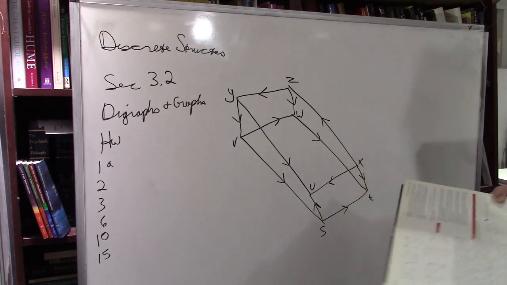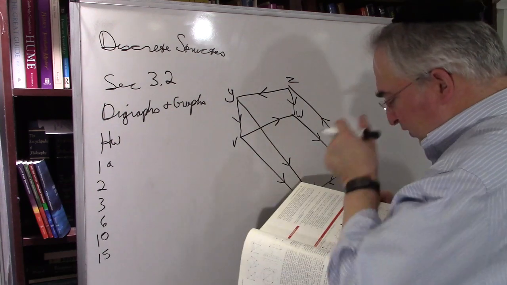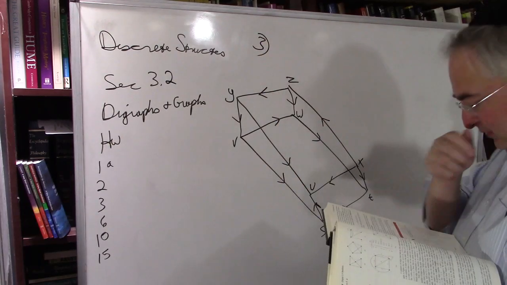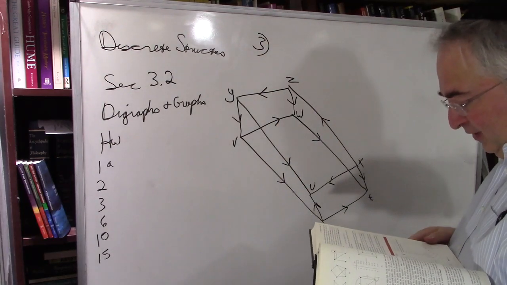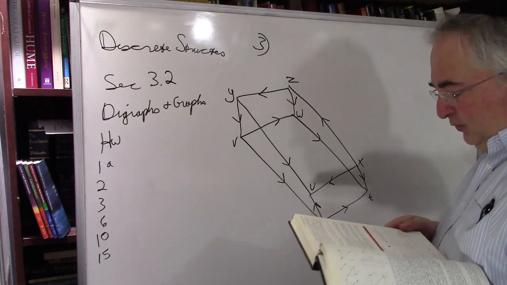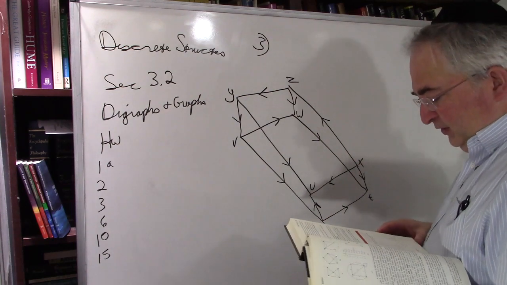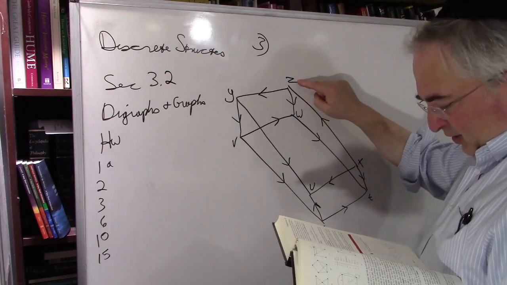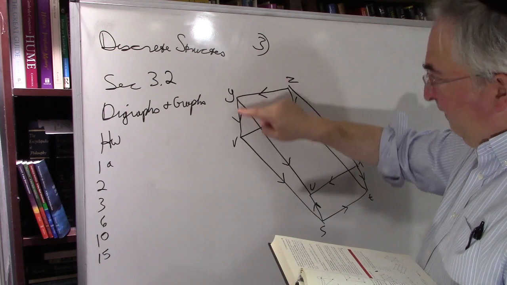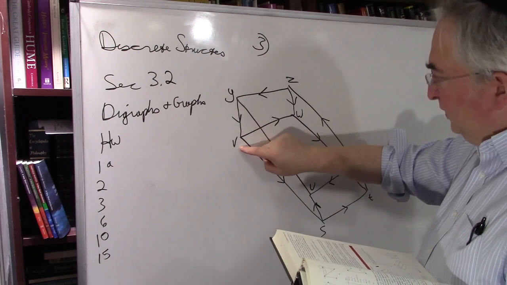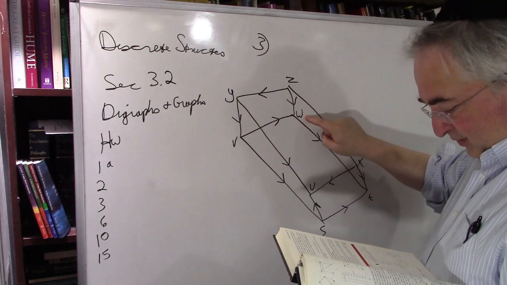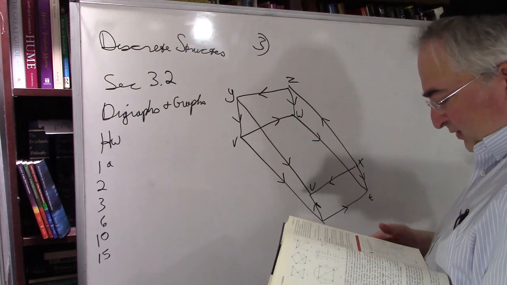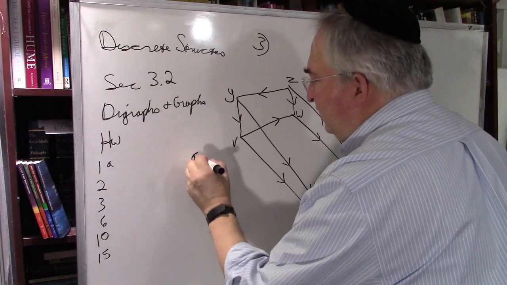Okay, great. So this is question number three. Now what they do is they give you a bunch of sequences of things, and they ask, does one follow the other? Which of the following vertex sequences, that just means a list of vertices, describe paths in this diagram? So let's try it. Z, Y, V, W, T. So A works.